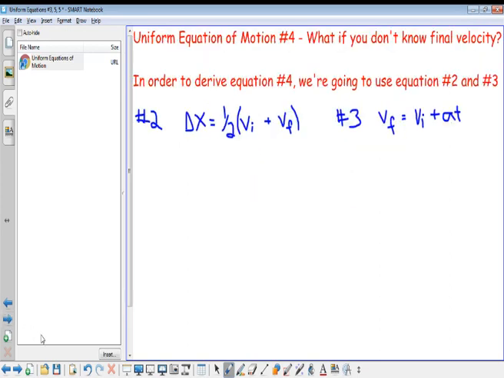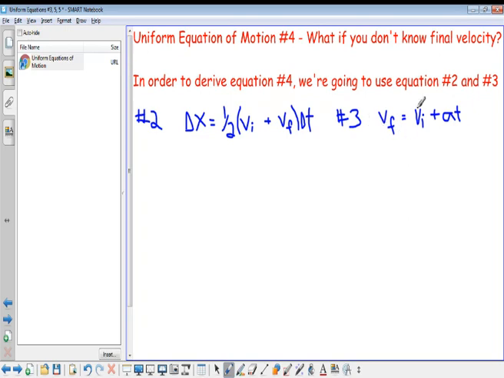Equation number 4. What if we don't know final velocity? If we don't know or can't use or solve for final velocity, we are going to create an equation which leaves it out. All of these equations are derivations of the previous ones. So for this particular equation, we are going to use equation number 2 and equation number 3. In equation number 2, you've got 1/2 VF plus VI times delta T.